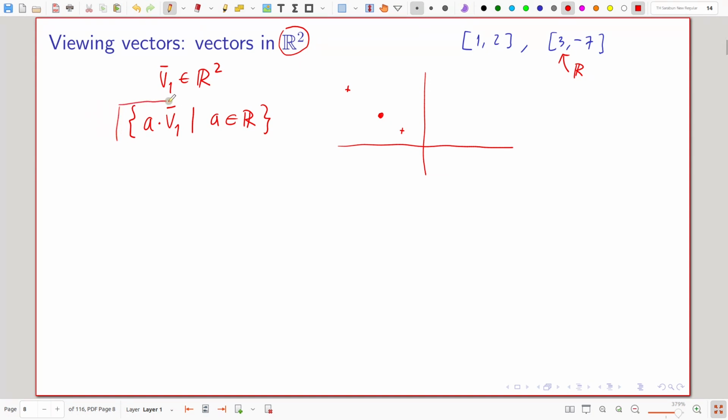Now let's look at a set of a times v1, for every a from the real numbers. What do you get? This is a set of vectors. You have a vector, and you multiply it with all the real numbers. You have a set of vectors. What does this set look like?